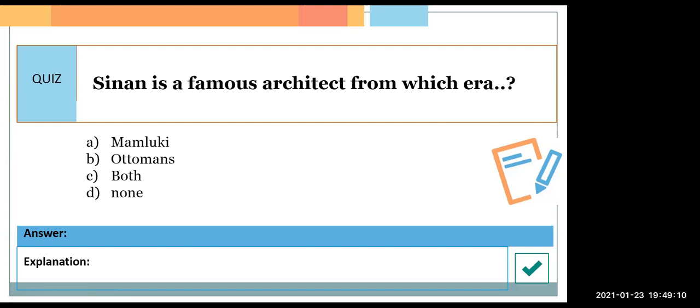Sinan is a famous architect from which era? I think none. B. Ottomans. You think none? He built a lot of things. He was one of the master architects in the Ottoman Empire. His name is Mimar Sinan.